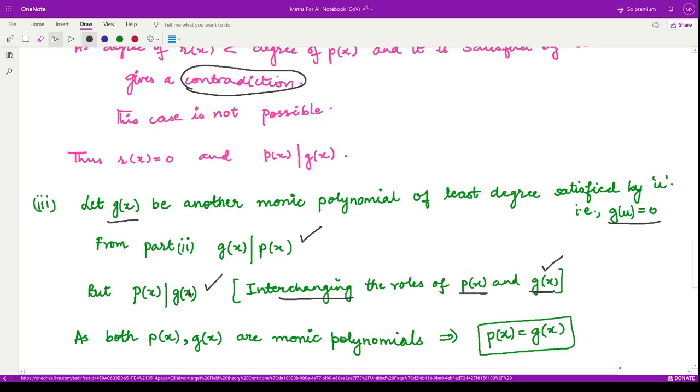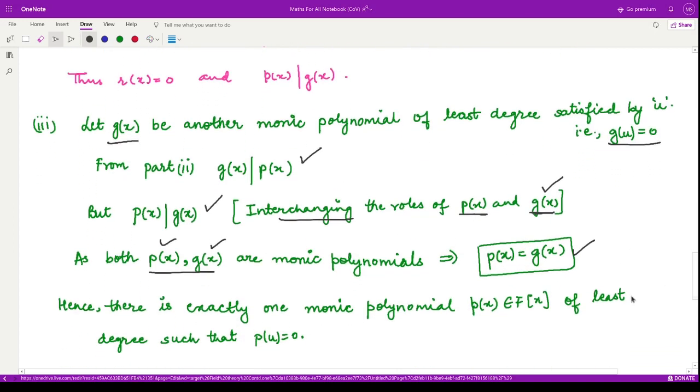So from here, as both are monic polynomials, being the minimal polynomial. This is given to us, this is monic, this is the minimal polynomial. So these both are monic polynomials, hence they should be equal. So we have exactly one monic polynomial of this kind of least degree such that u satisfies the polynomial.